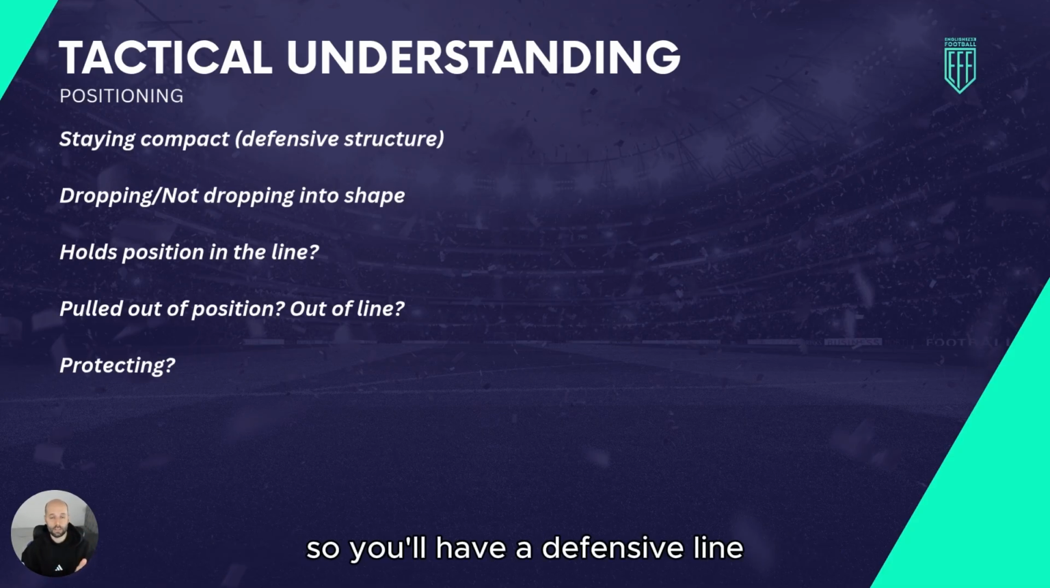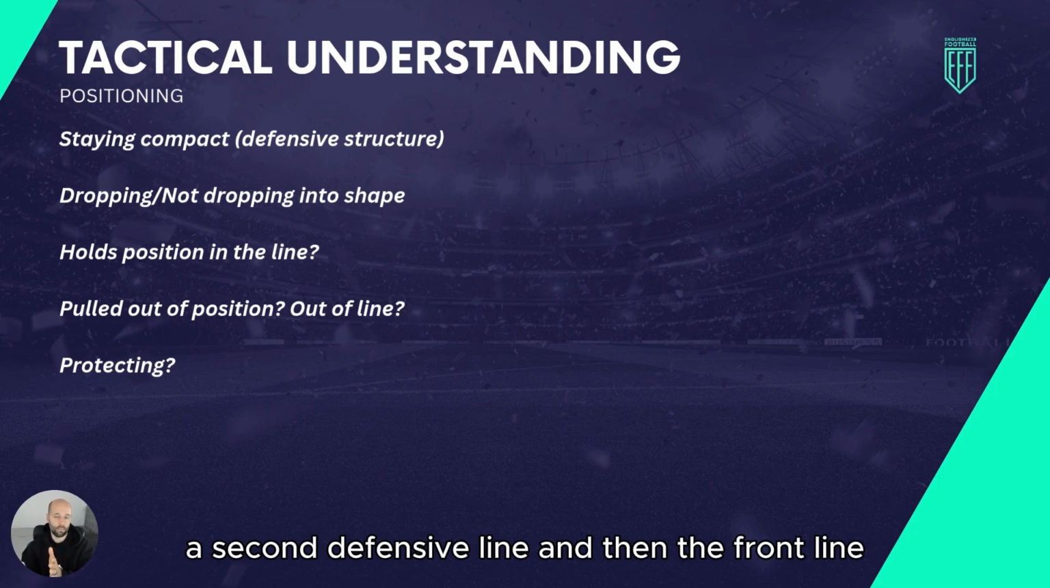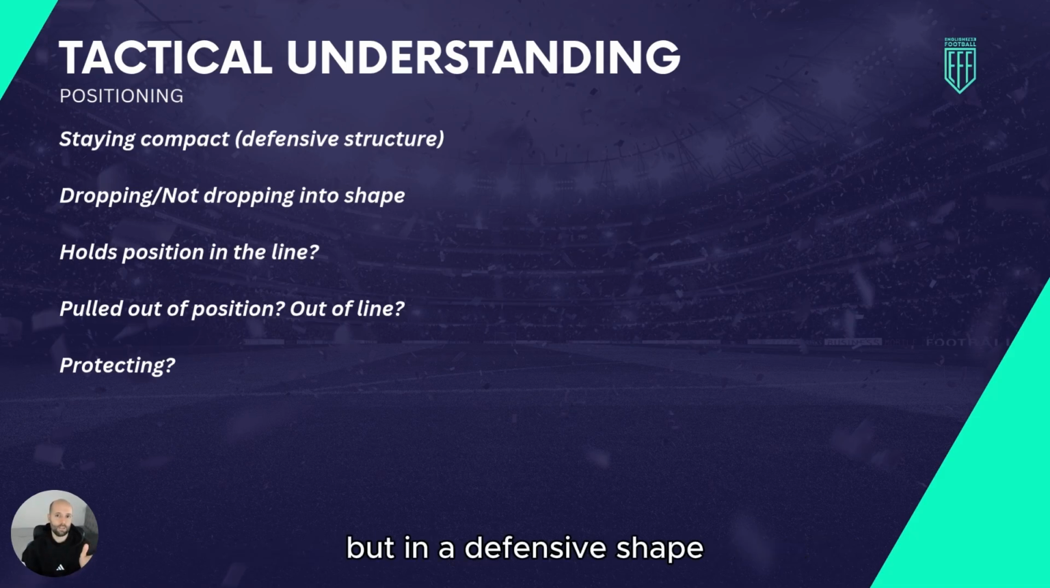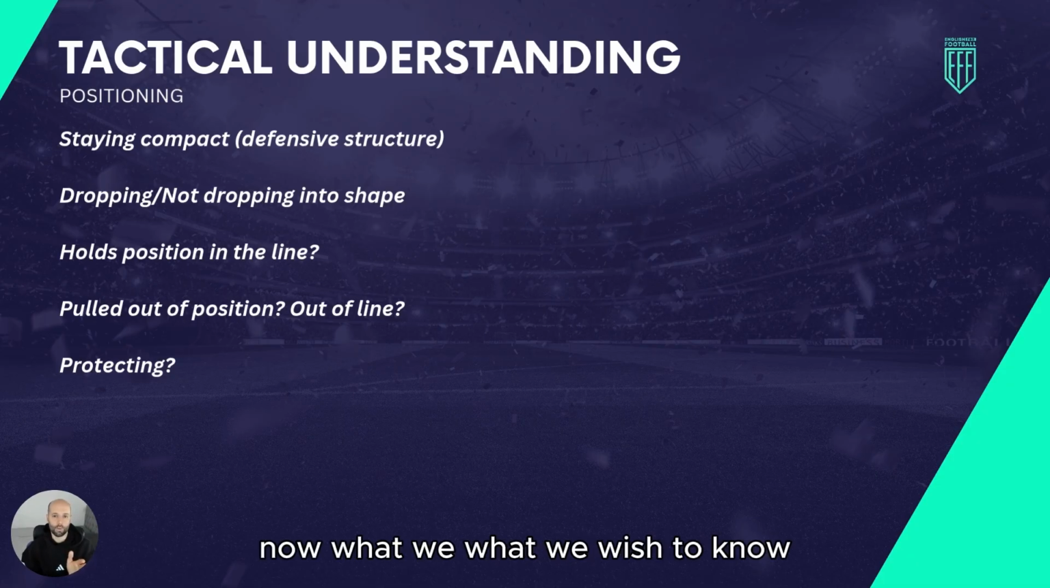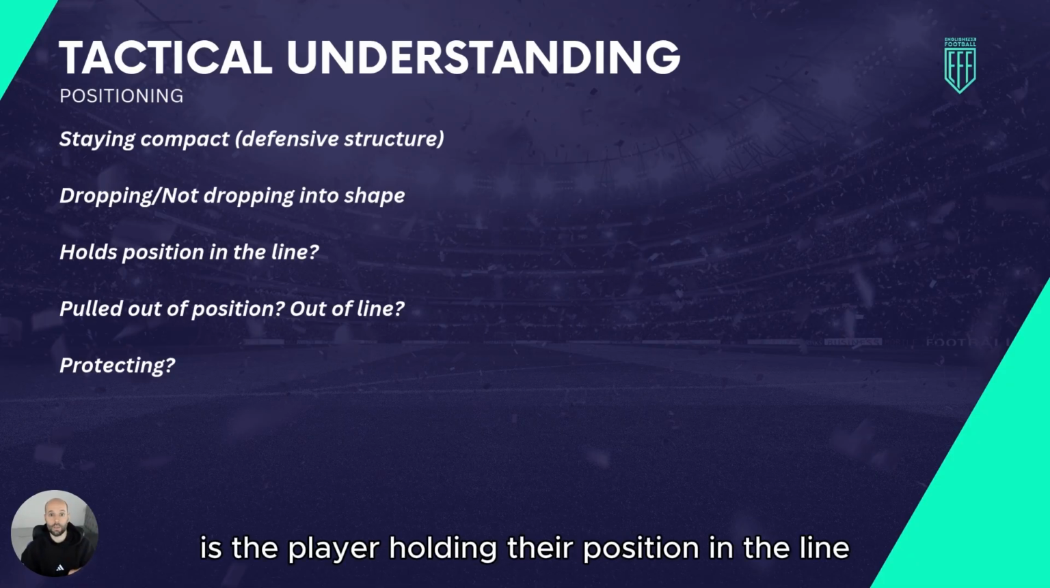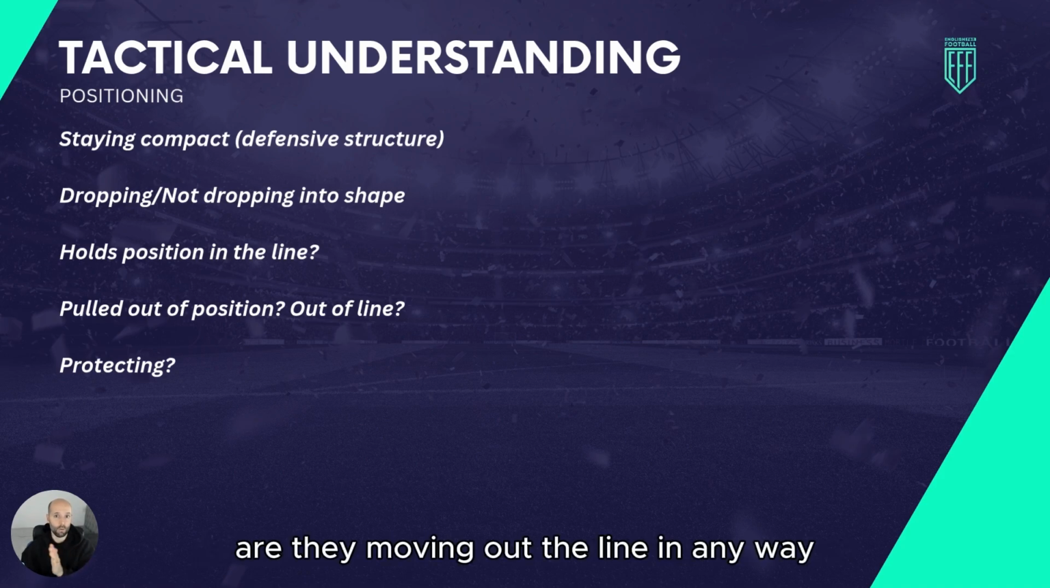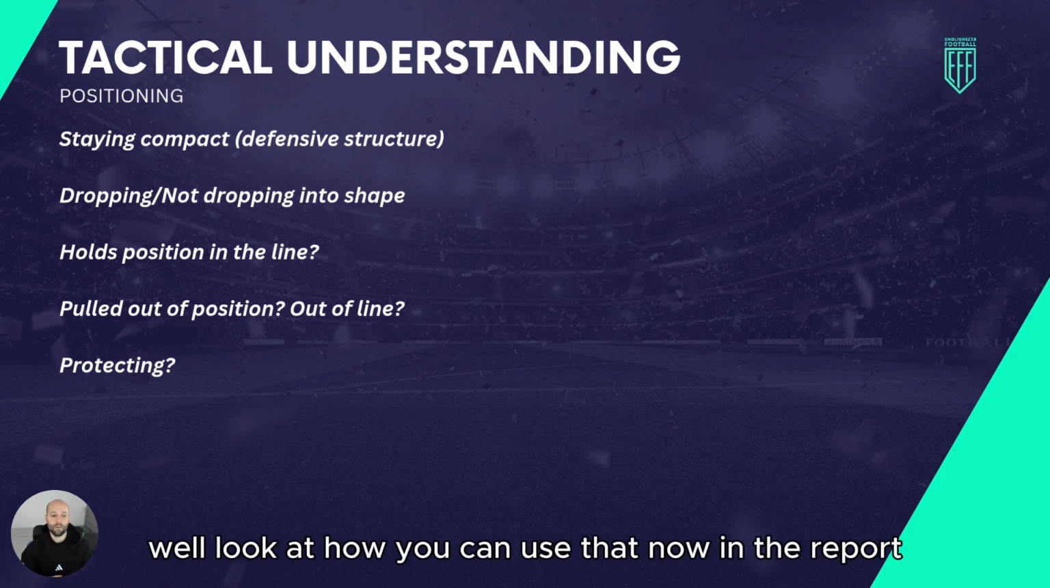So you'll have a defensive line, a second defensive line, and then the front line. But in a defensive shape, it might just be two defensive lines and one centre forward. Now, what we want to know is, is the player holding their position in the line? Are they moving out of the line in any way? We'll look at how you can use that now in the report.